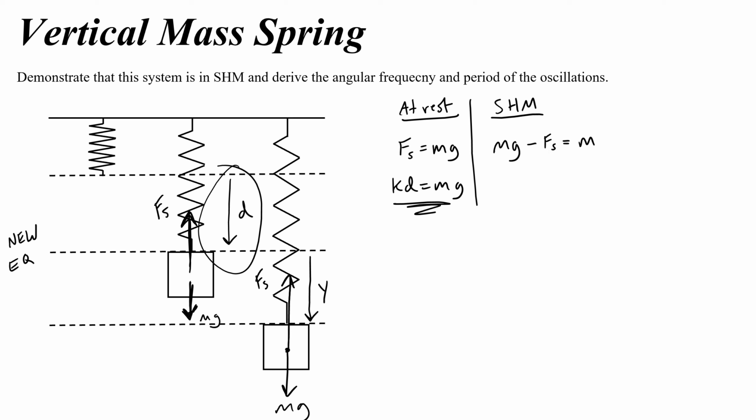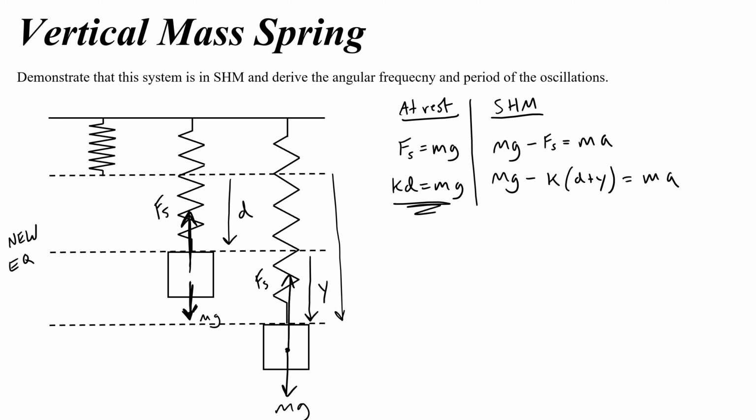And we'll set that equal to mass times acceleration. So that's Newton's second law. We're taking those two forces, setting them equal to ma. Okay, well, for the spring force, we can't use just d or just y. Instead, we have to use both of them combined because that's how far the spring is actually stretched from its equilibrium. So we'll have minus k(d plus y) equals ma.